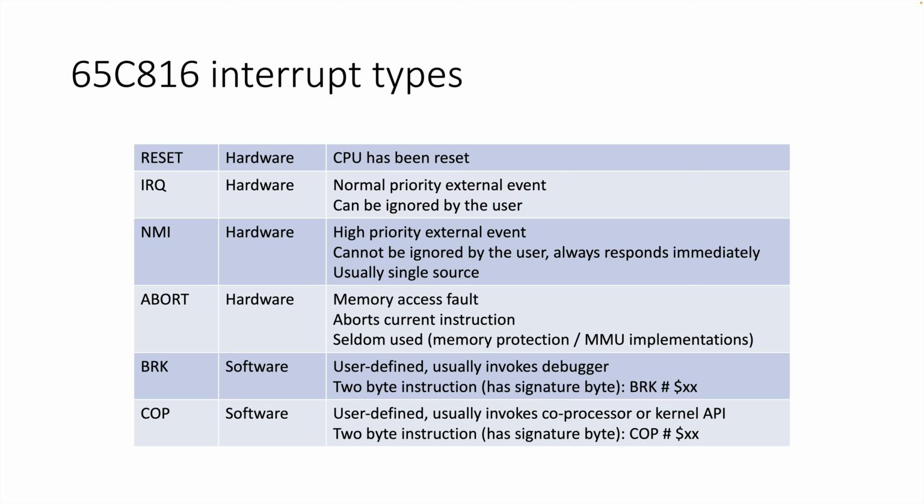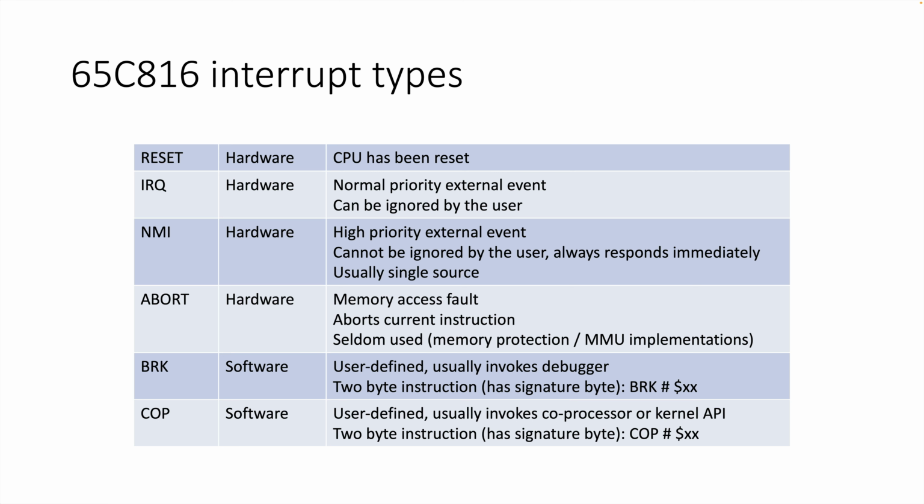The NMI, which stands for non-maskable interrupt, is also a hardware interrupt, and this one is high priority, meaning it cannot be ignored by the user program, and it will always trigger an immediate response from the CPU. Usually it's a single source because NMIs are edge triggered and not level triggered, which is a small implementation detail, but it means that synchronizing multiple sources of NMIs is quite complicated. You would typically use this to react quickly to maybe a vertical sync signal from your video circuit, or to hook a debugger to the hardware, for example.